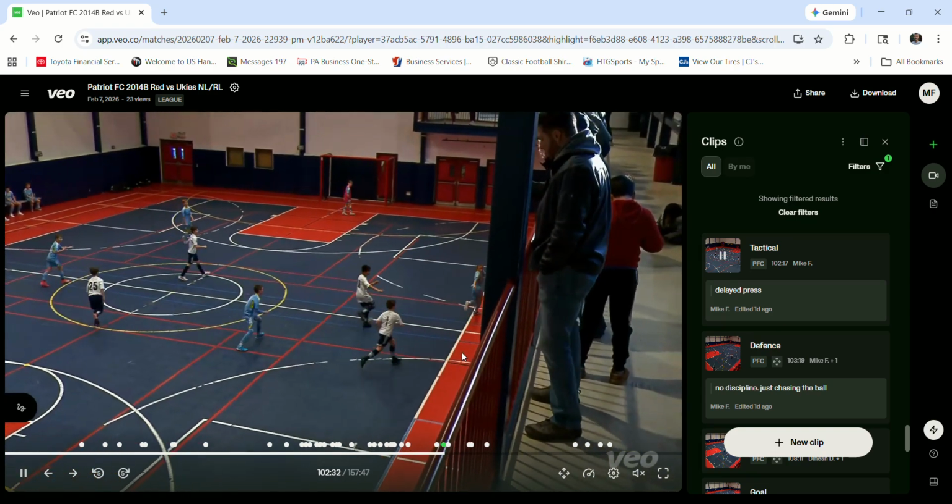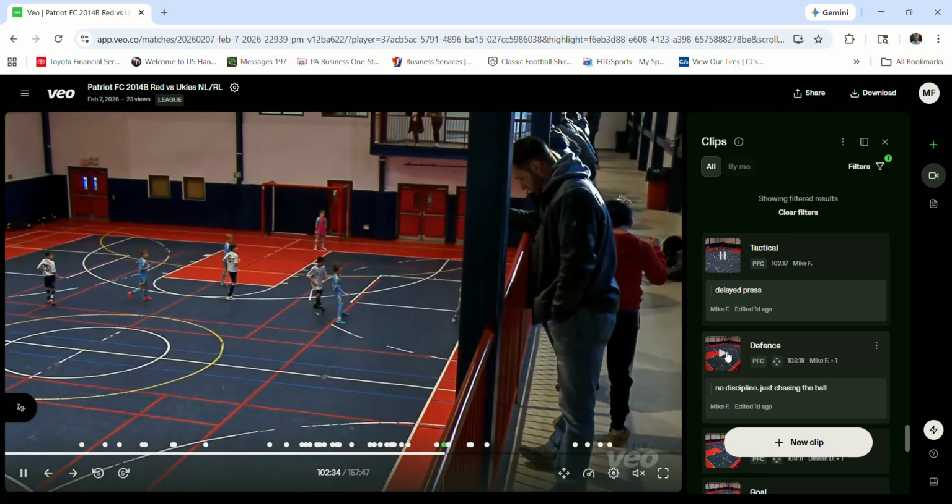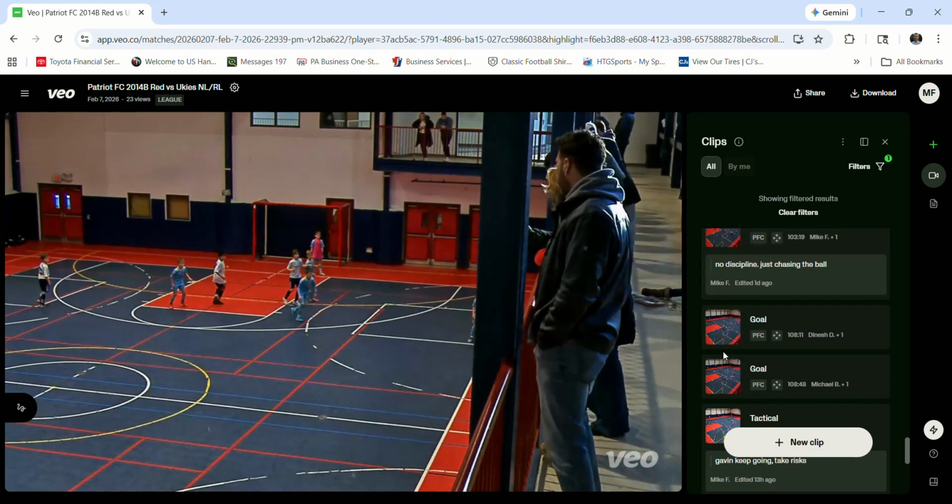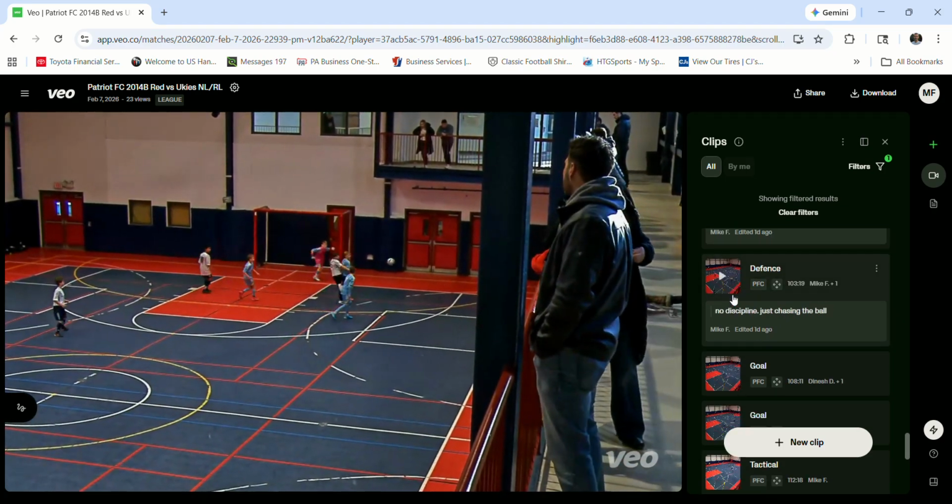They kicked the ball out of bounds. This is a good team, right? We made them really look extremely confused at times.